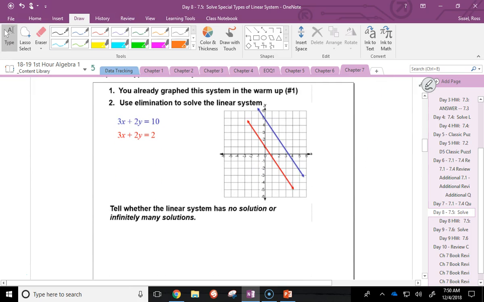So, this was warm-up 1 that we just did. 3x plus 2y equals 10, 3x plus 2y equals 2. Remember, we couldn't just graph it. This is in standard form. We could not just graph that. We had to go to another form, so we used slope-intercept form. But we graphed it. There were our two lines.